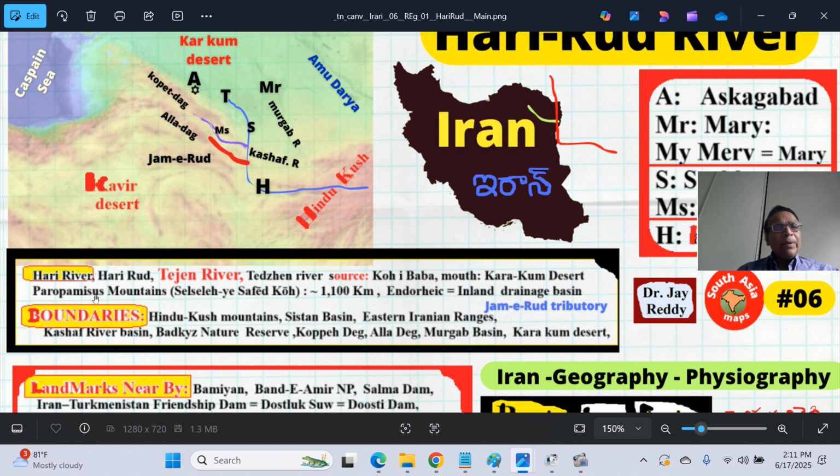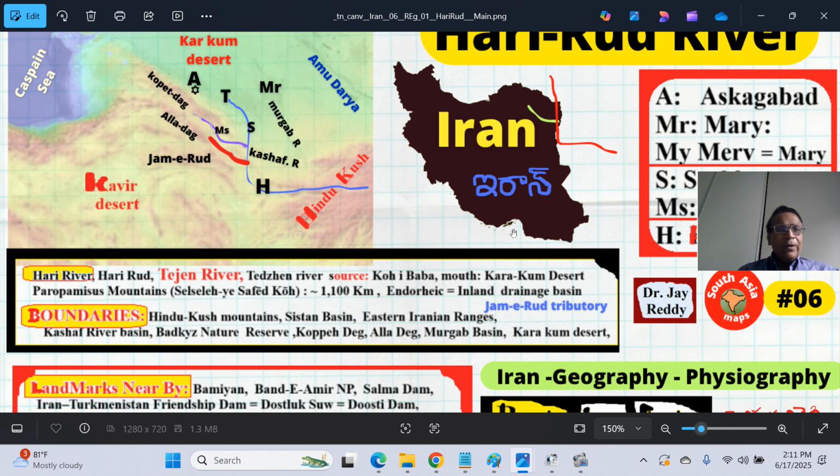Peloponnesus mountains have a different name. This is the Greek name. And Selsilei means again the mountain ranges, a series of Safedko mountains. The river itself is more than 1,000 kilometers long. It is an endorheic river. That means the river doesn't meet any bigger water body such as an ocean or sea. It ends in a land that is called an inland drainage basin.